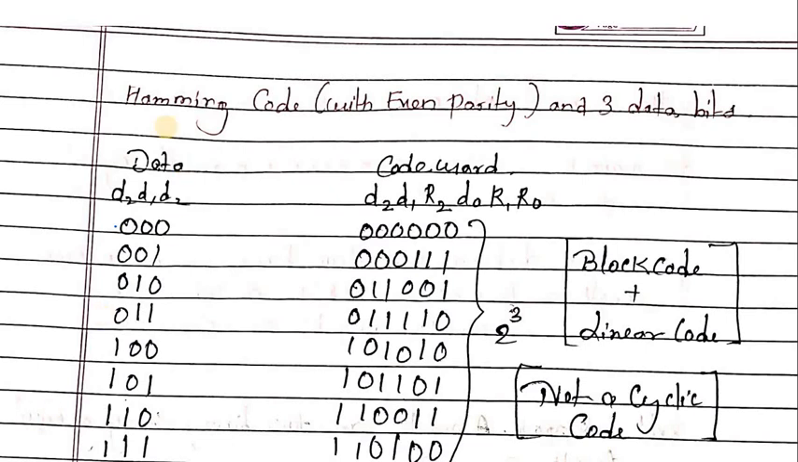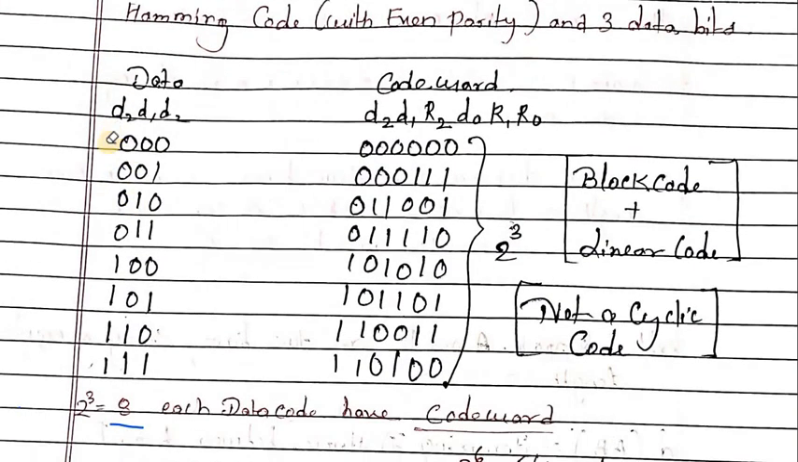In the previous class we learned 2D parity and the Hamming code. Here we learn further about the Hamming code. If we have a 3-bit data message, we need a 6-bit Hamming code, because in the Hamming code we add 3 parity bits for 3 bits of data. These are the code words.